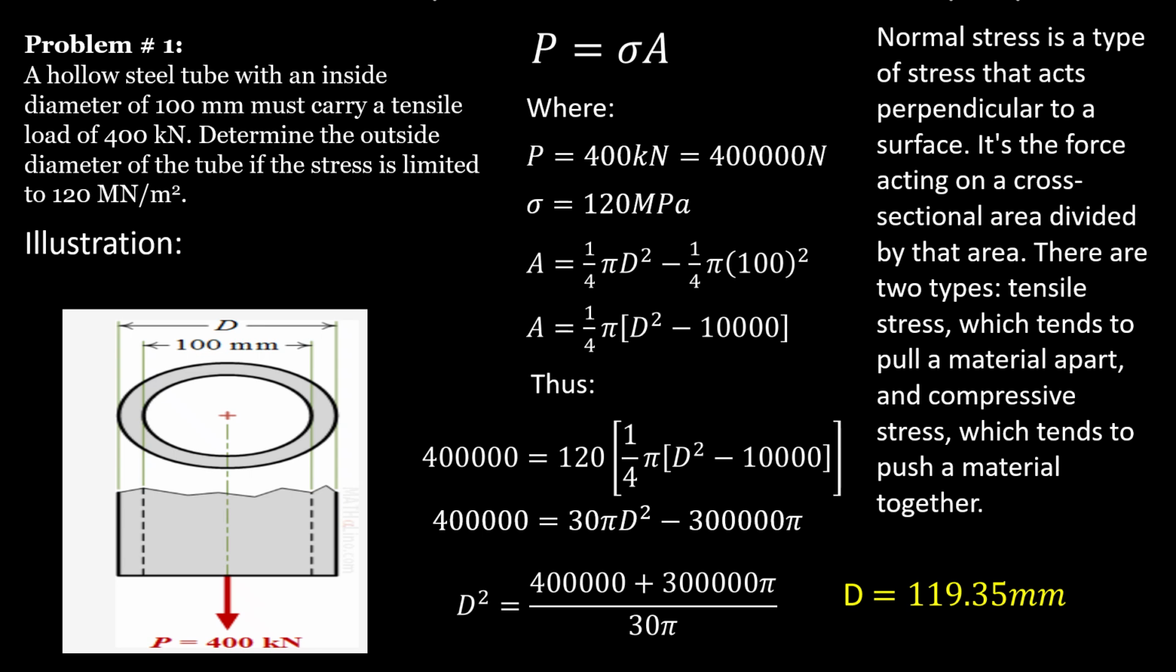But before we end this video, let us know first the definition of normal stress as additional knowledge for us. Normal stress is a type of stress that acts perpendicular to a surface. It is the force acting on a cross-sectional area divided by that area. There are two types, actually. First, we have the tensile stress, which tends to pull a material apart. And the second one, compressive stress, which tends to push a material together.